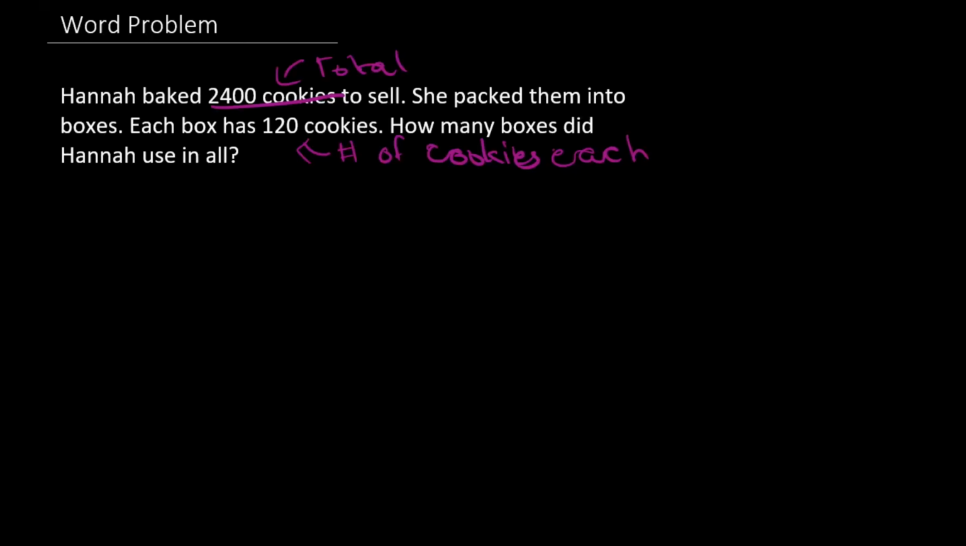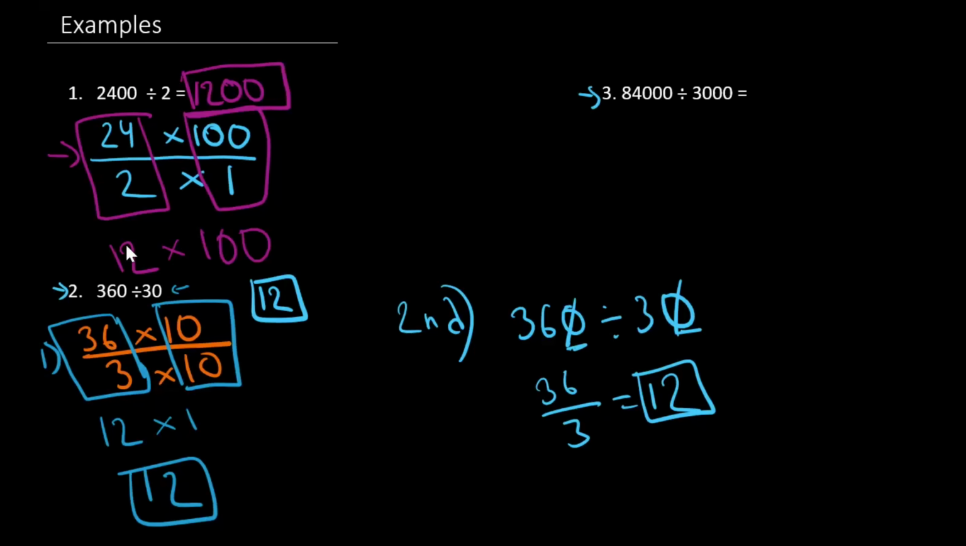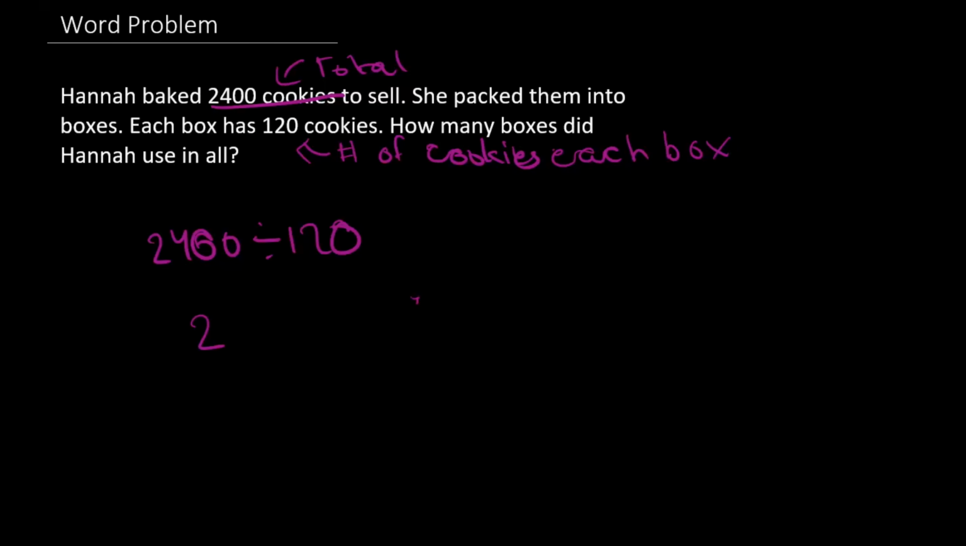Now we need to find out how many boxes she used in all. So how many boxes did she need to pack 2,400 cookies? So we have to do 2,400 divided by 120. So let's start off with the first method. So what do we do in the first method? Well, the first method says that you have to simplify the problem like this, and then we solve it. So we do 24 times 100, and then put the bar, and then 12 times 10.